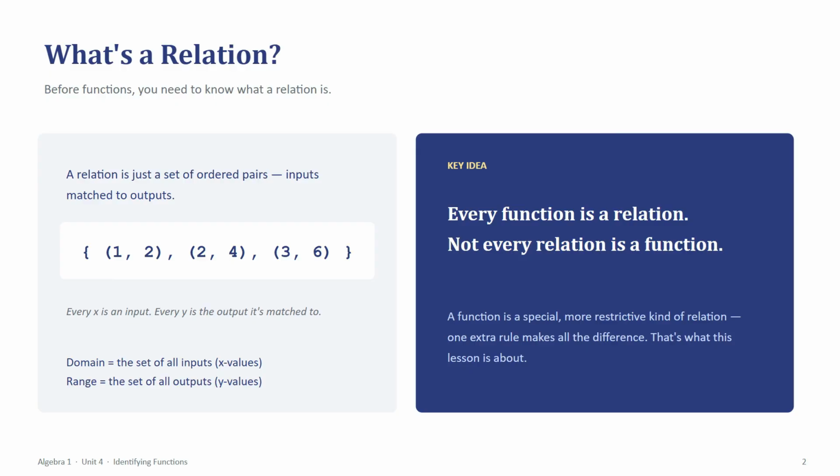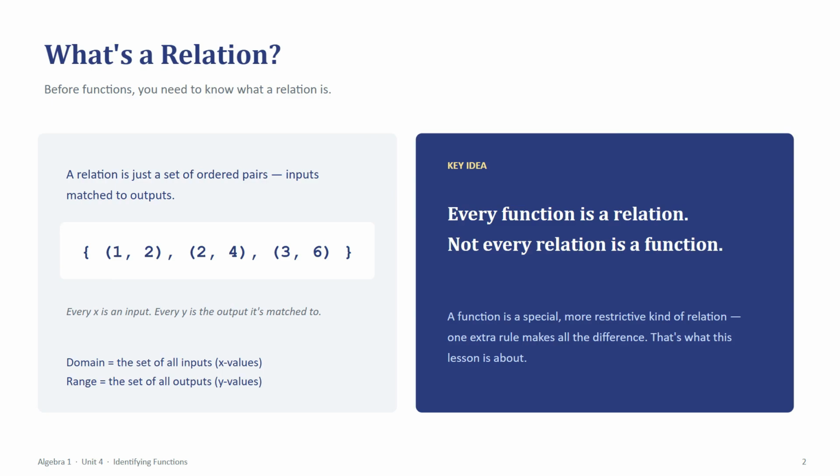Before functions, you need to know what a relation is. A relation is just a set of ordered pairs. Inputs match to outputs. The points in this are (1, 2), (2, 4), and (3, 6).